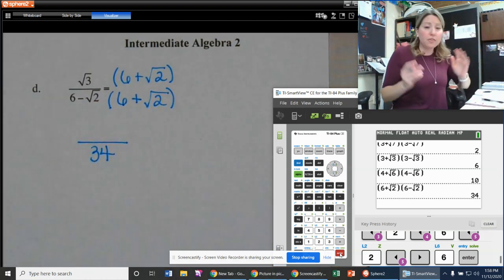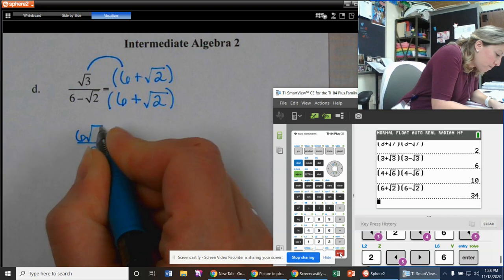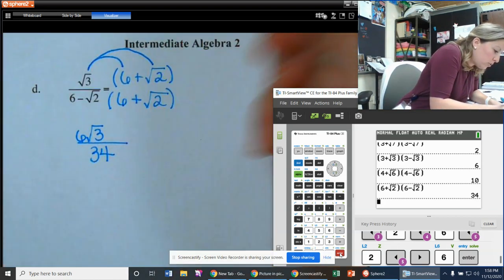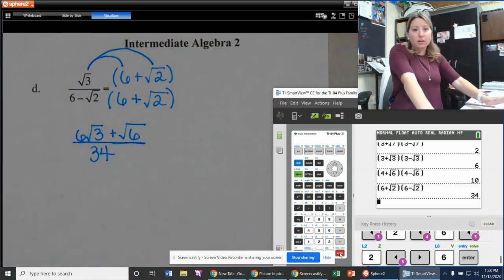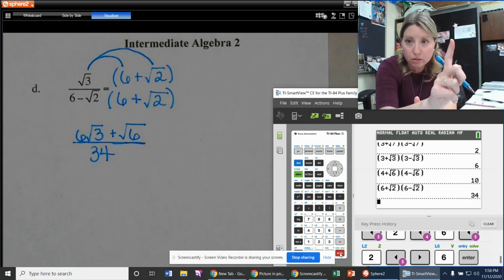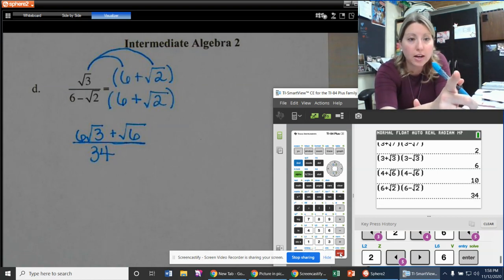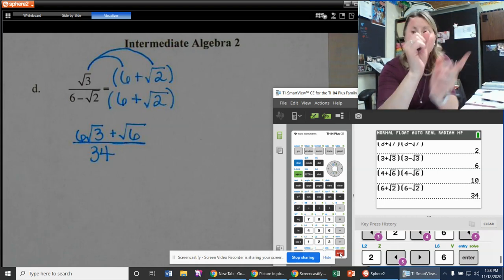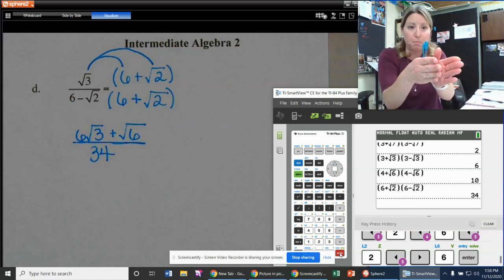In the numerator, let's distribute. 6 times radical 3 is 6 radical 3. And radical 3 times radical 2 is plus radical 6. Now let's look at these two radicals and see if I can simplify them. Is 3 evenly divisible by any perfect squares? No. How about 6? We cannot simplify those, and they have different radicands, so we cannot add them further. Those are two completely unlike terms that cannot be combined. That's the best we can do.